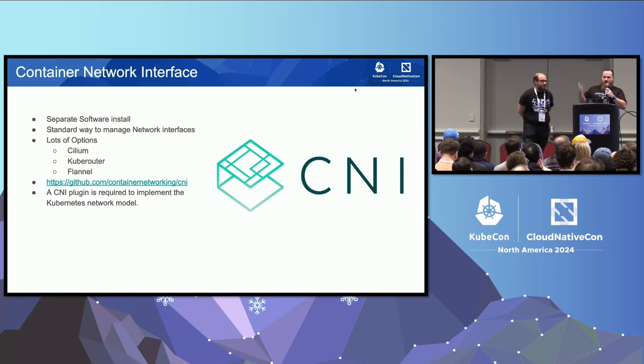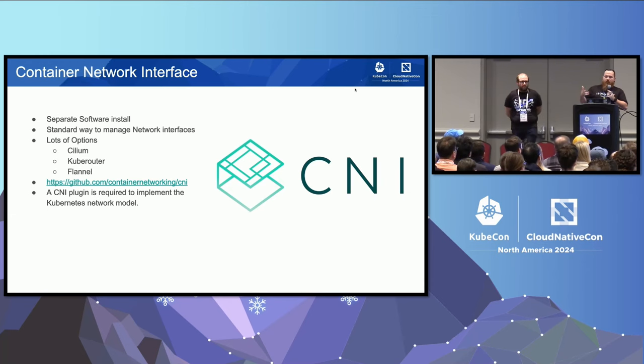You've got the kubelet, you've got the API server, all of the controllers. Those are all separate pieces of software. And then with the CNI, it helps with a standard way to manage network interfaces. These are open source projects. There's lots of different options. I work for a company that supports one, so Cilium is there. Kube-router, I think, is the default. And then, you know, Flannel. There's lots of other ones. There's the repo. You can go check that out.